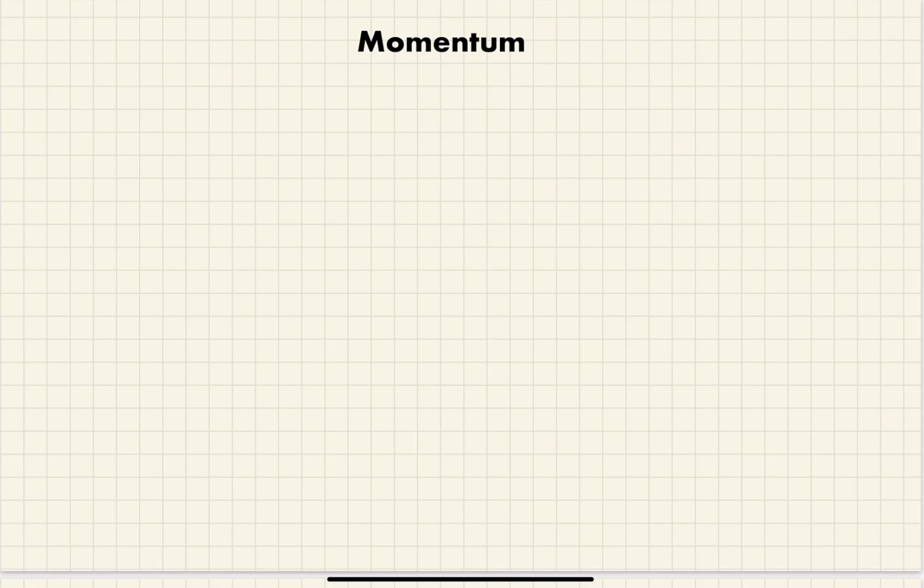Momentum is a vector quantity that represents both an object's mass and its velocity. It's written with a p, even though there's no p in the word momentum. p is equal to m times v. In this case, m is a scalar, v is a vector, and so p is going to be a vector as well. Its direction is going to be the same direction as the velocity, which is nice.